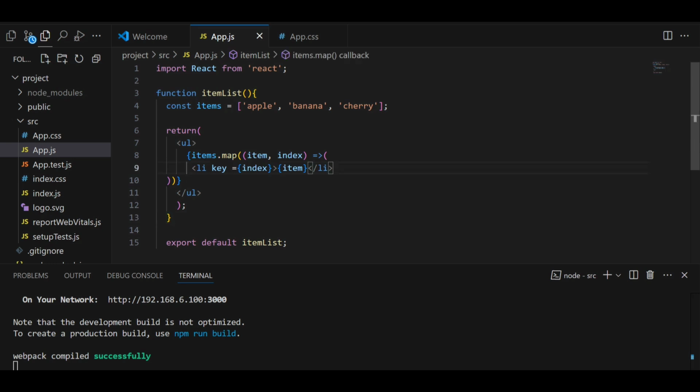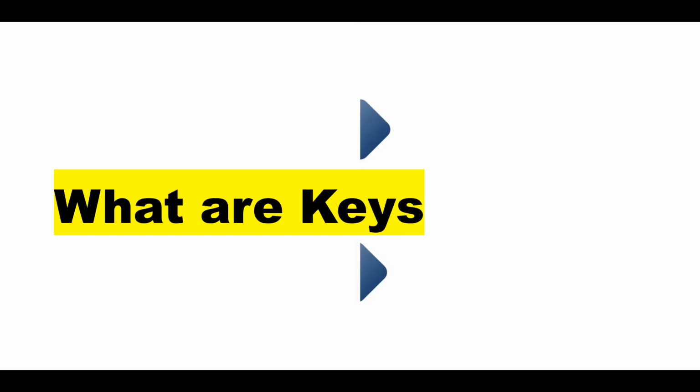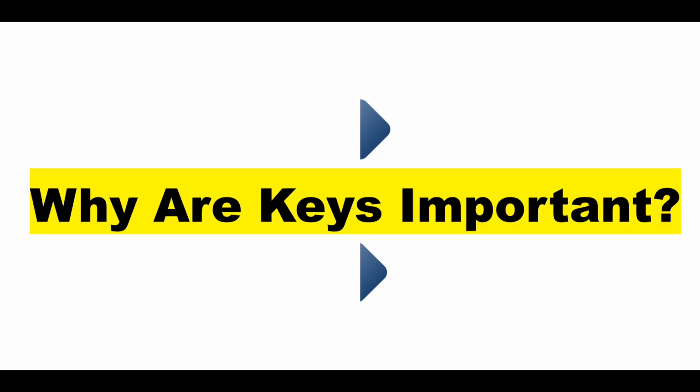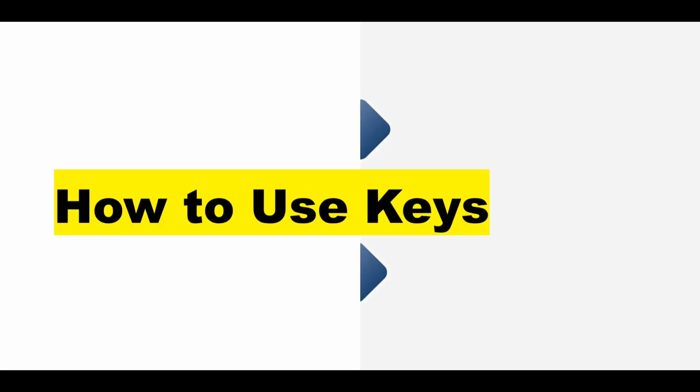Next, we move on to how to use keys. Using unique values, ideally keys should be unique and stable. If your data has a unique identifier like an ID, use that as the key. Next, avoid using index as a key. While you can use the index of the array as a key, it is not recommended. If the list can change, with items added, removed, or reordered, this can lead to issues with the component state. This is all about how to use keys.